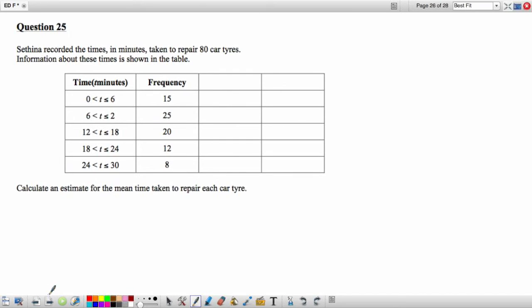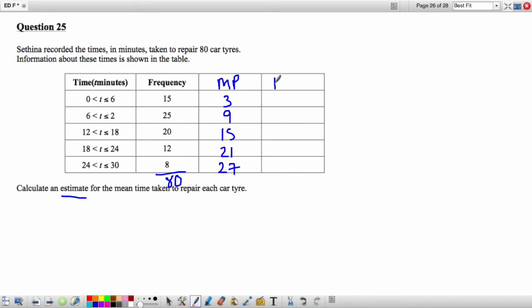Question 25. Sathina records the times in minutes taken to repair 80 car tyres. The total frequency here is 80. And we're asked to calculate an estimate for the mean. Our first step is to find the midpoint of each group. Between 0 and 6, halfway is 3. 6 and 12 is 9. 12 and 18, 15, 21 and 27.